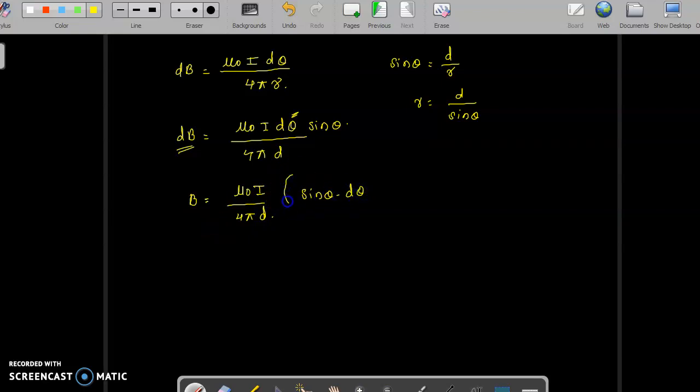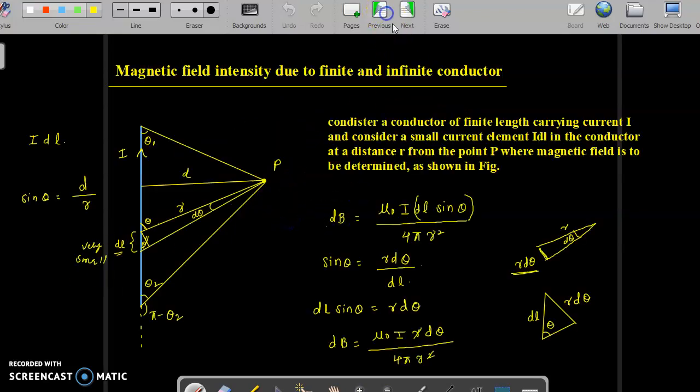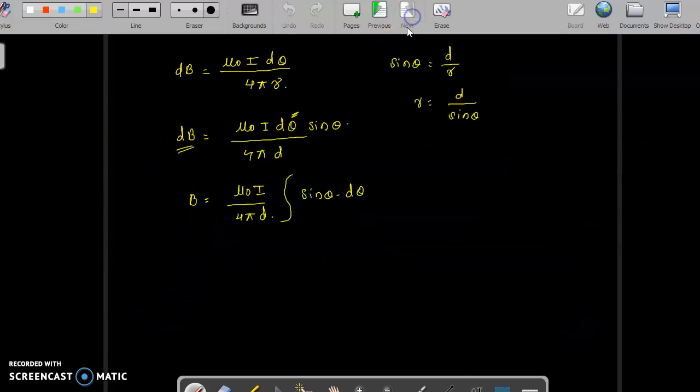I'm going to integrate this function, and the value of theta is changing from theta 1 to pi minus theta 2. As the length increases, the value of theta also changes. So we integrate this function from theta 1 to pi minus theta 2. So this becomes mu naught I by 4 pi d.